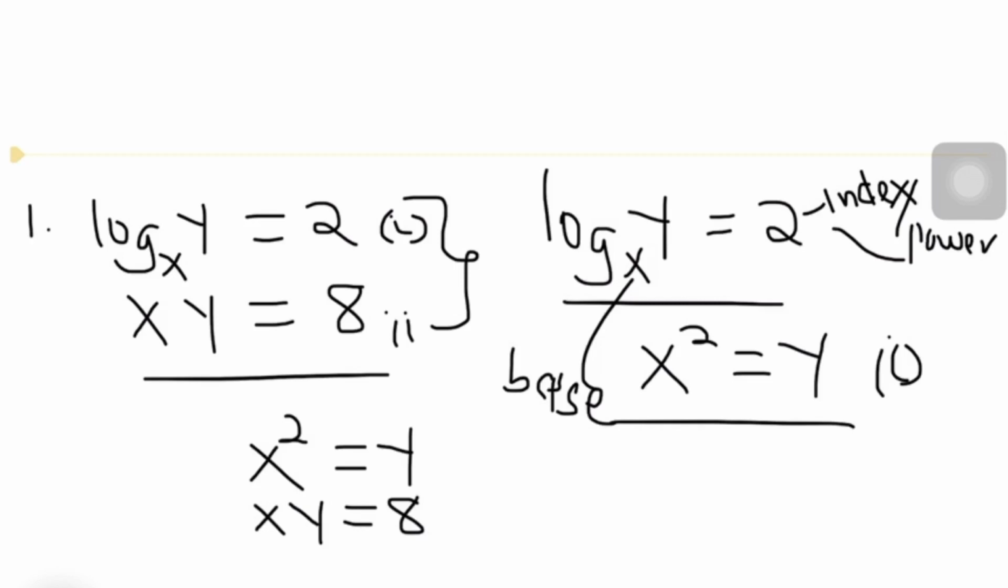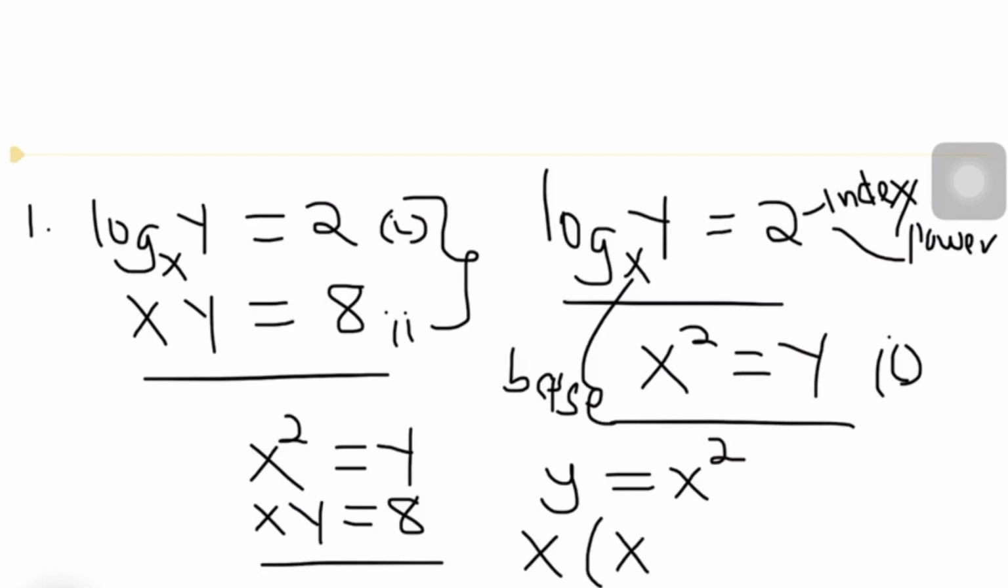Now from these two, we can solve for the values of x and y. We are going to solve them by substitution. We already know that y is equal to x squared. So we can come to the second equation and substitute where we have y with x squared. So we have x multiplied by x squared is equal to 8. Okay, so we have x cubed is equal to 8.